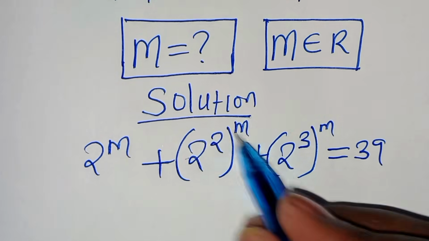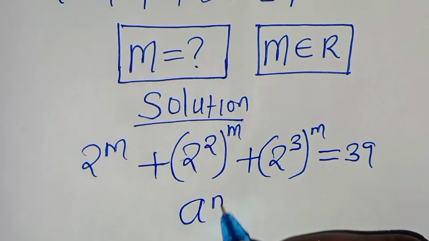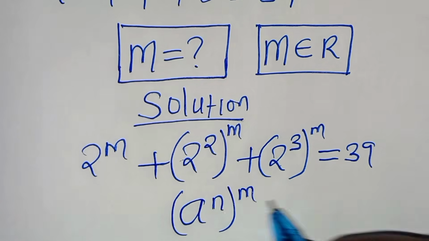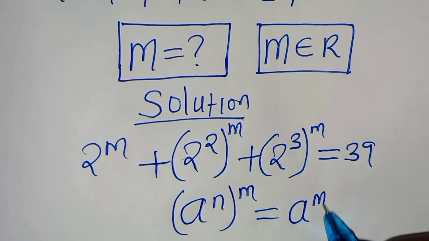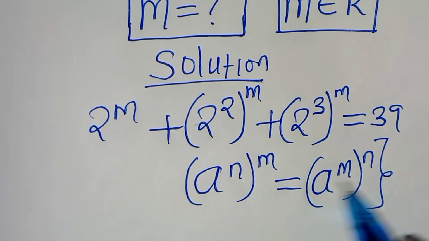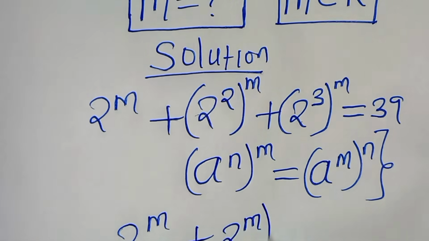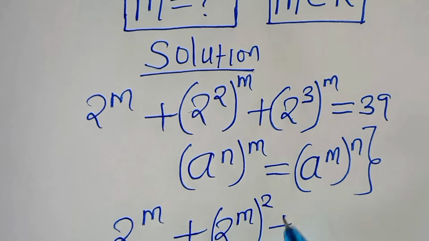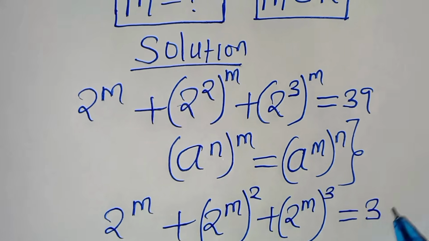We have (2^2)^m and (2^3)^m. This is in the form of a^n raised to the power of m, which can be expressed as a^m raised to the power of n. Applying this exponent property, we have 2^m plus (2^m)^2, then plus (2^m)^3. This is equal to 39.